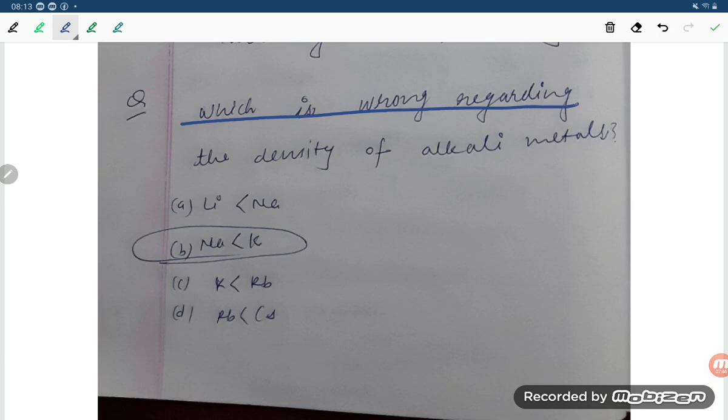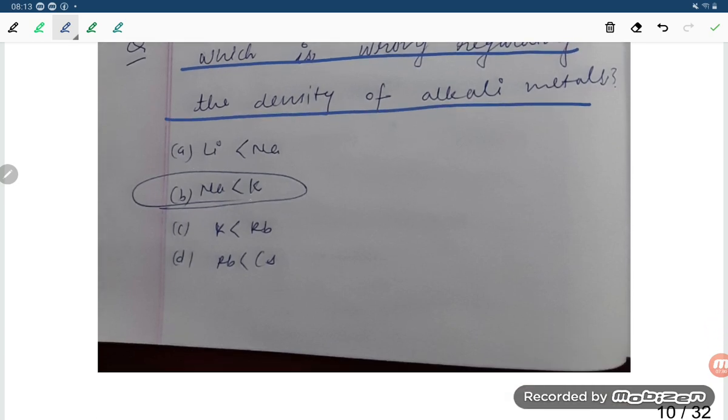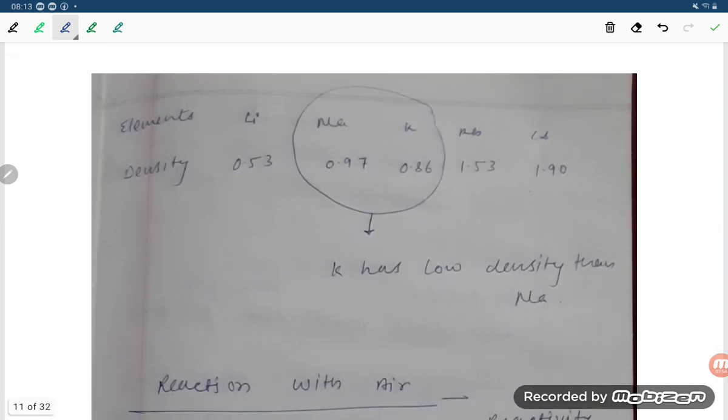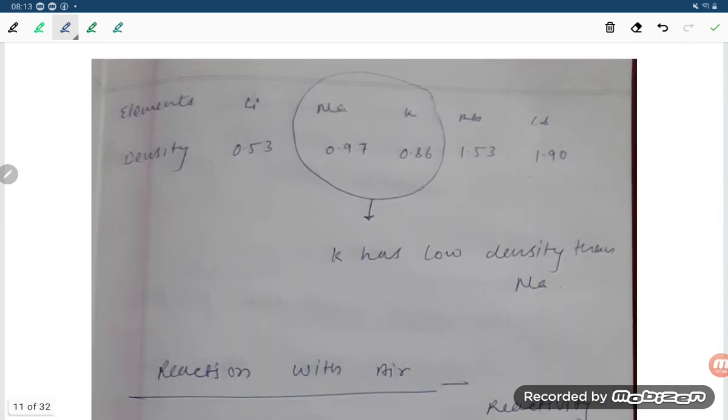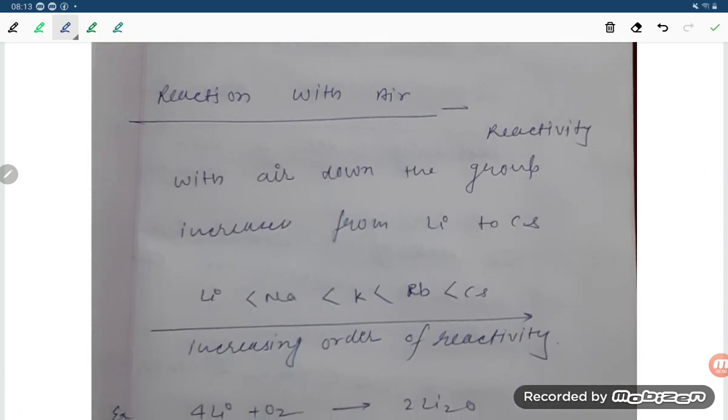What is wrong regarding the density of alkali metals? So lithium, sodium, this is the wrong one, student. Potassium is low density because of high volume. Okay, you can see potassium has low density.